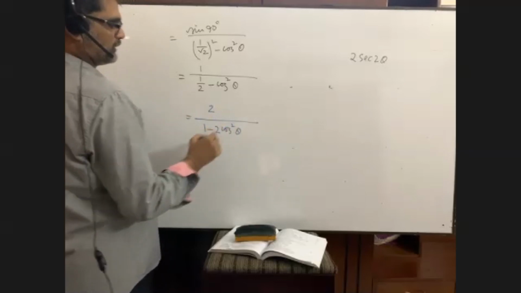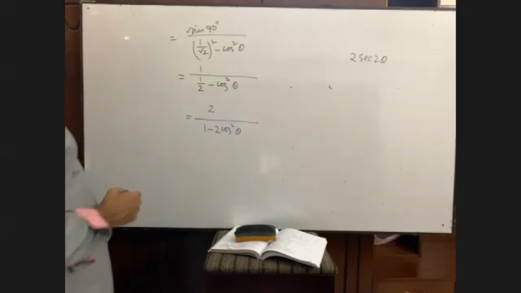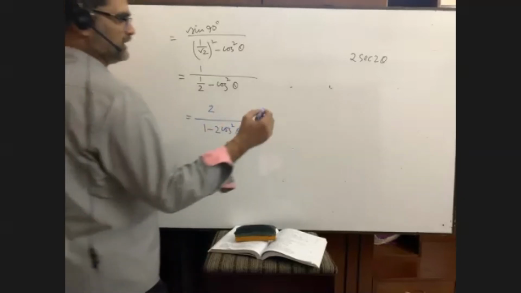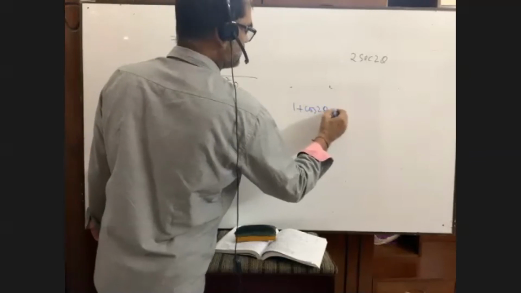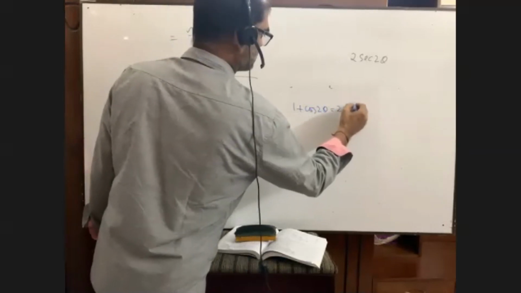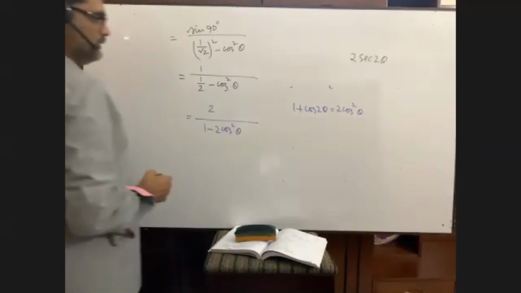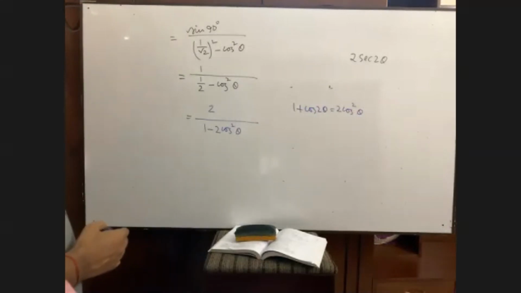Can you remember what is the formula of 1 minus 2 cos square theta? Please try to understand. That day I proved it. 1 plus cos 2 theta equals 2 cos square theta. Can you remember, please? Yes, sir.